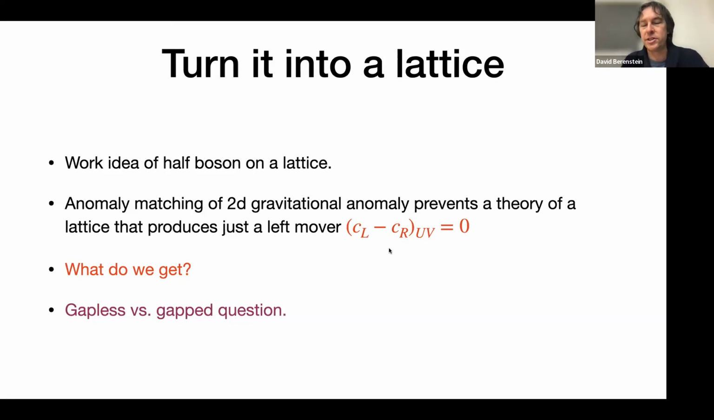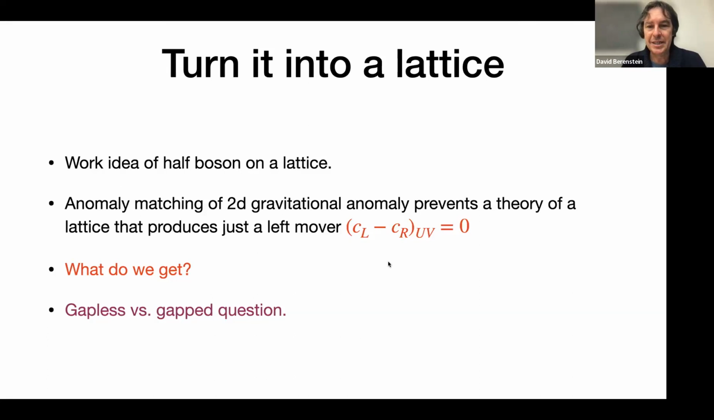So the real question is not whether the 't Hooft anomaly vanishes. This is a kind of red herring. The real question is whether you get a gapless theory or a gapped theory in the infrared. So if you're going to get a gapless theory, you might still get that there's left movers and right movers, but there might be some interesting thing that compensates for the fact that the naive UV anomaly vanishes.